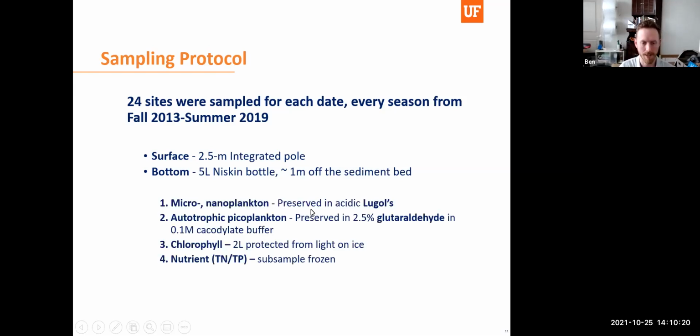And then for each of these samples, we had a micro and nanoplankton sample, which was preserved in Lugol's. We had an autotrophic picoplankton sample, which was preserved in glutaraldehyde, and then a chlorophyll and nutrient sample.